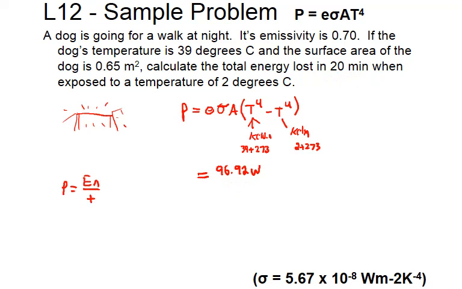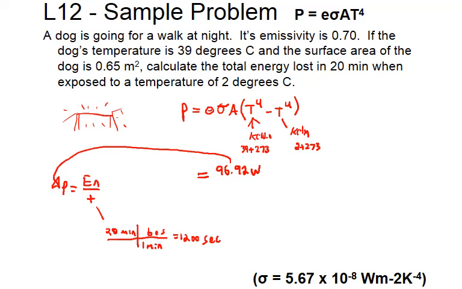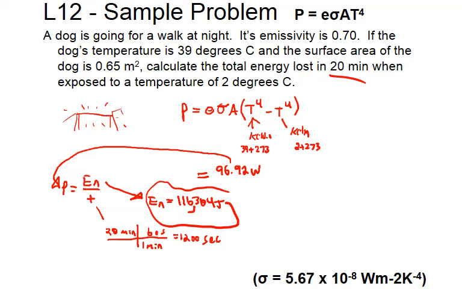All right, so power is energy over time. 20 minutes would be 1,200 seconds. 96.92 watts is the power, and so the total amount of energy, 116,304 joules, would be how much energy this dog would lose in a 20-minute walk at those two temperatures.